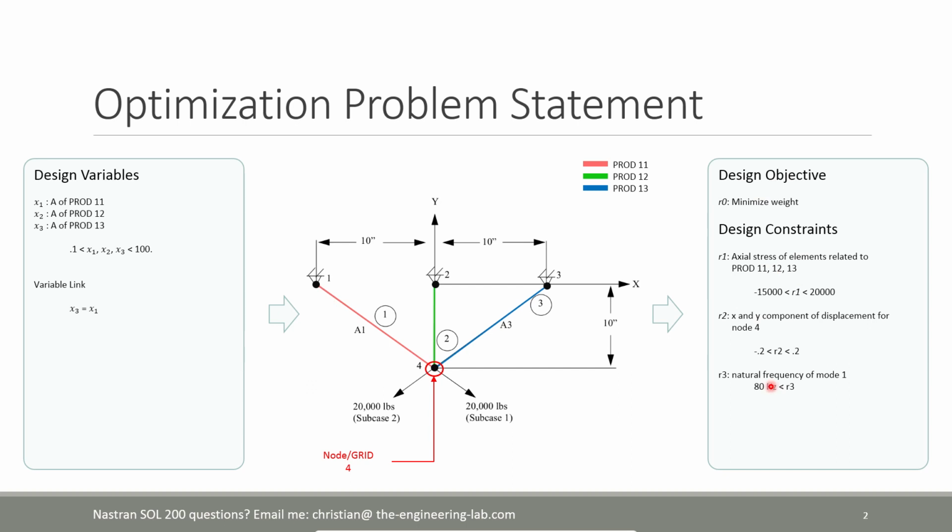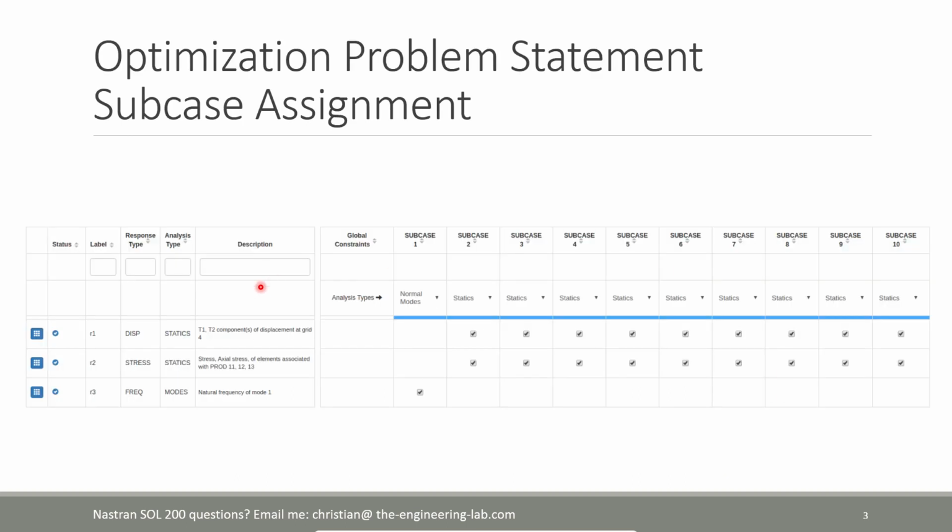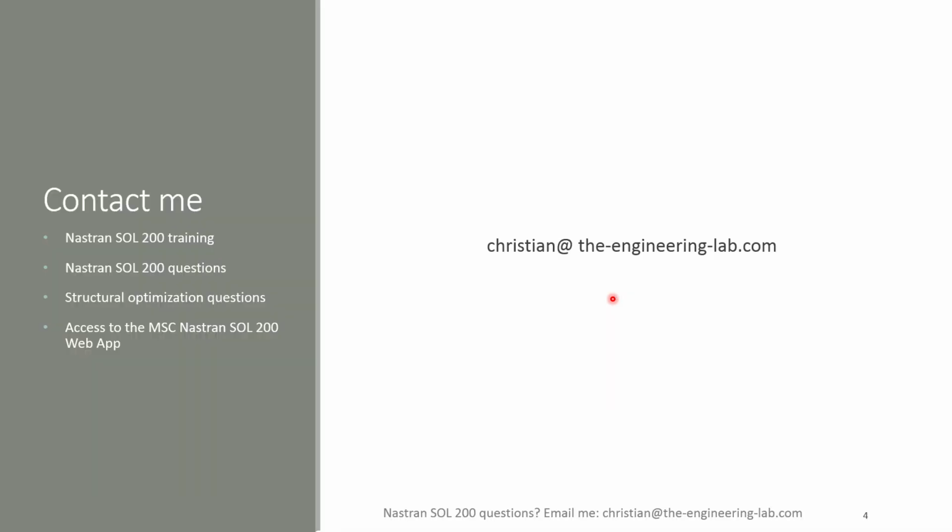Now, this example will be multidiscipline because we are optimizing both for static analysis, that's where our stress and displacement constraints come from, but we are also optimizing for natural frequency. So this involves a second analysis discipline known as normal modes analysis, or eigenvalue analysis. So here we want to make sure that the first natural frequency is greater than 80 hertz. Number 2, this example will have, I believe, 10 load cases. So I'm going to walk you through how you assign your constraints to different subcases or load cases.